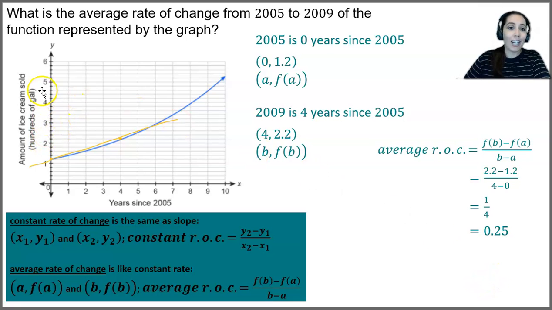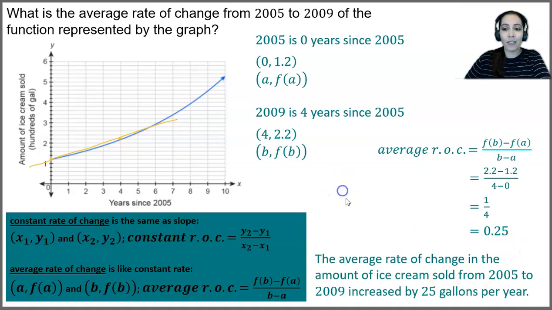Now, this was in hundreds of gallons, so if I take 0.25 and multiply it by 100, I end up finding out that the average rate of change in the amount of ice cream sold from 2005 to 2009 increased by 25 gallons per year. So this right here would be my final answer.